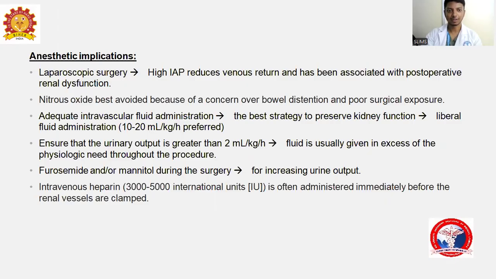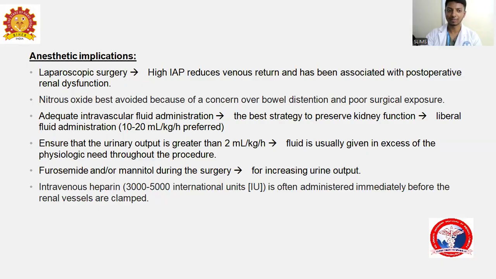The anesthetic implications are due to the laparoscopic surgery per se, where there is high intra-abdominal pressure, which reduces the venous return. This can be associated with post-operative renal dysfunction. Nitrous oxide is best avoided because of a concern over bowel distension and poor surgical exposure. Adequate IV fluid administration is the best strategy to preserve kidney function.